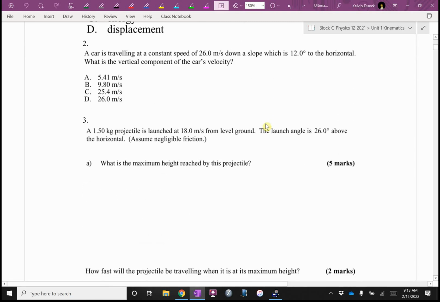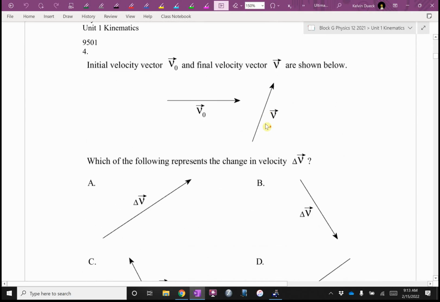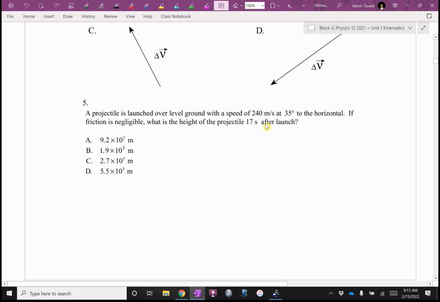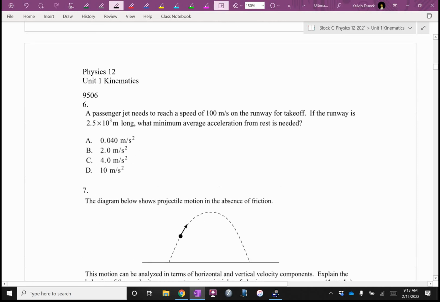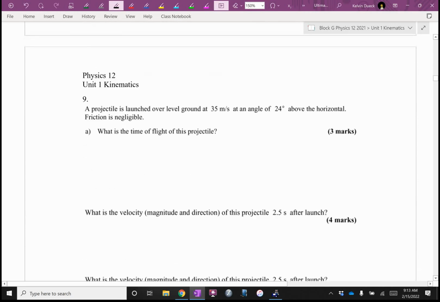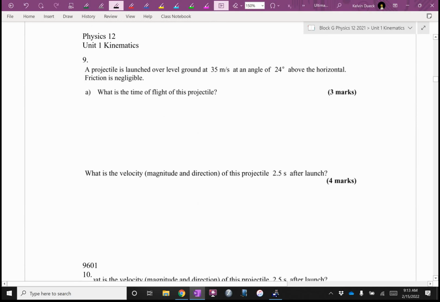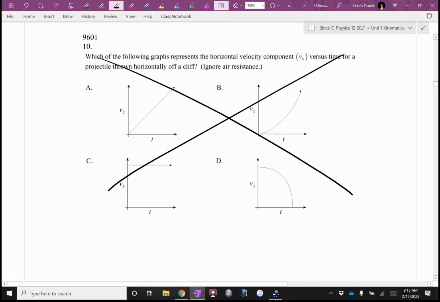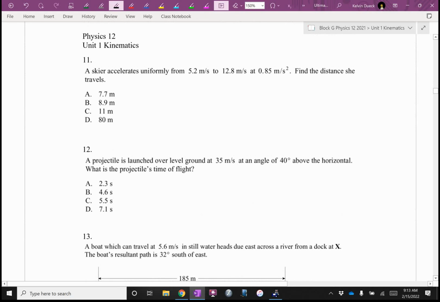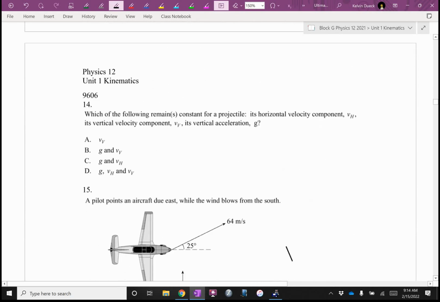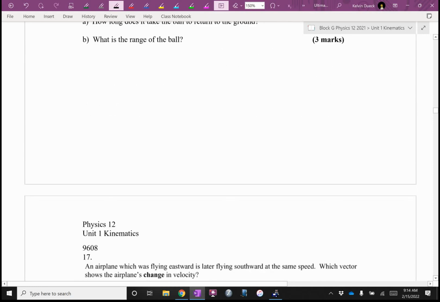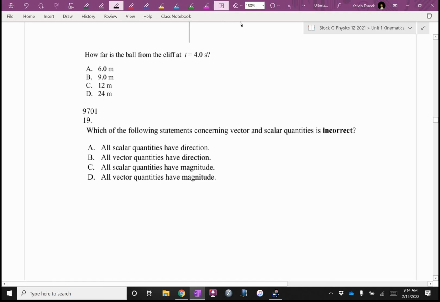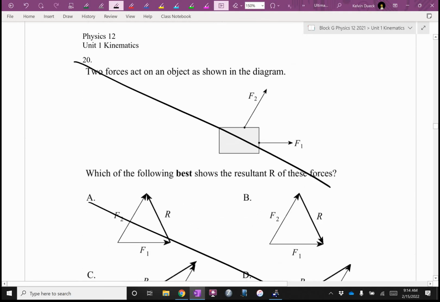1 is good. 2 is good. 3 is good. 4 is good. You can cross out 5. 6 is good. 7 is good. 8 is good. 9 is good. Oh, you can clearly cross out 10. Maybe I remembered to cross out the questions already. Usually I forget. 11 is good. 12 is good. 13 is good. 14 is good. 15 is good. 16 is good. 17, 18 is good. 19 is good. Cross out 20. I might have crossed out the questions already. Let's find. So you don't need to do 20.